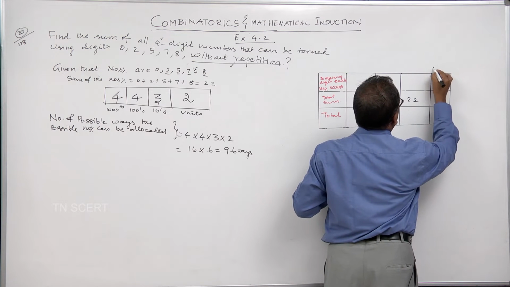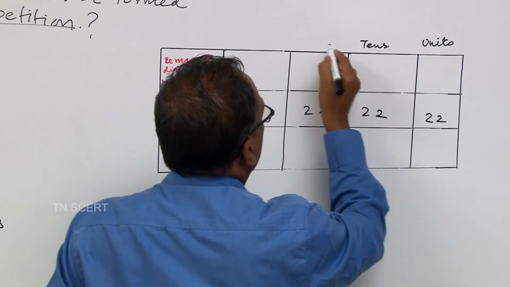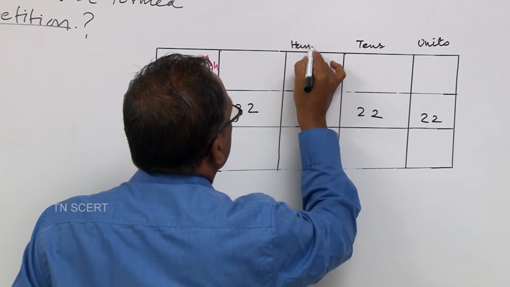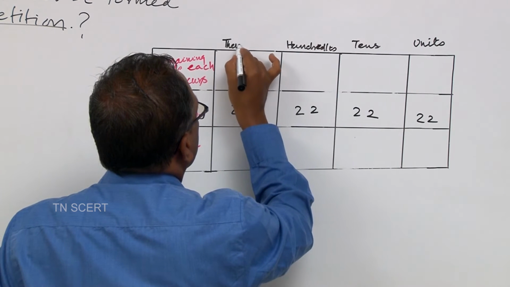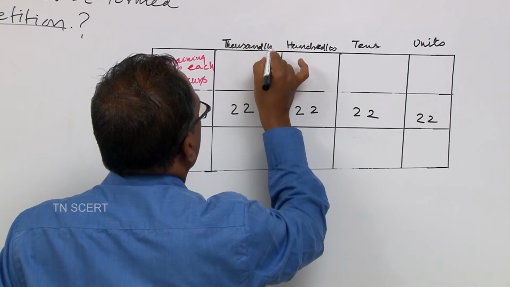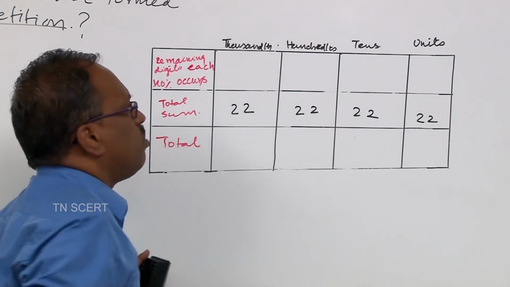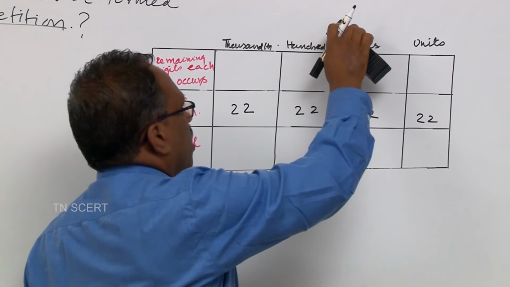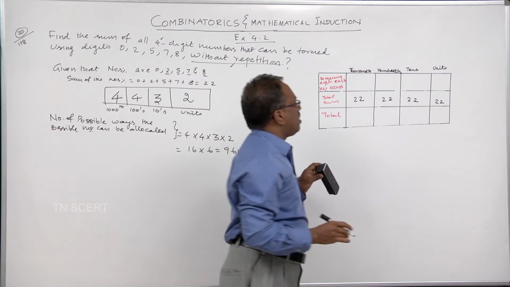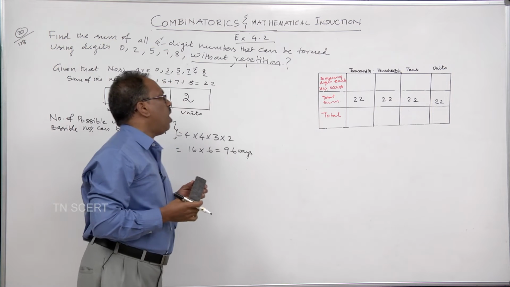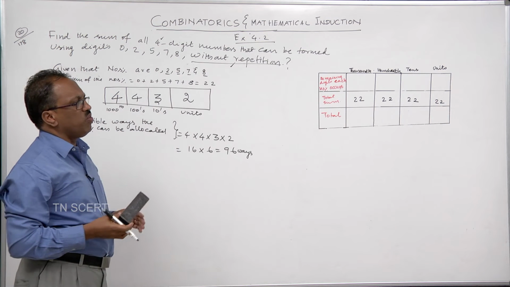Let me take it: this is units place, tens place, hundreds place and thousands place. Units, tens, hundreds and thousands place. Remember that. Hundreds, thousands, like this. Now let us take into account each place and how the numbers are to be filled.